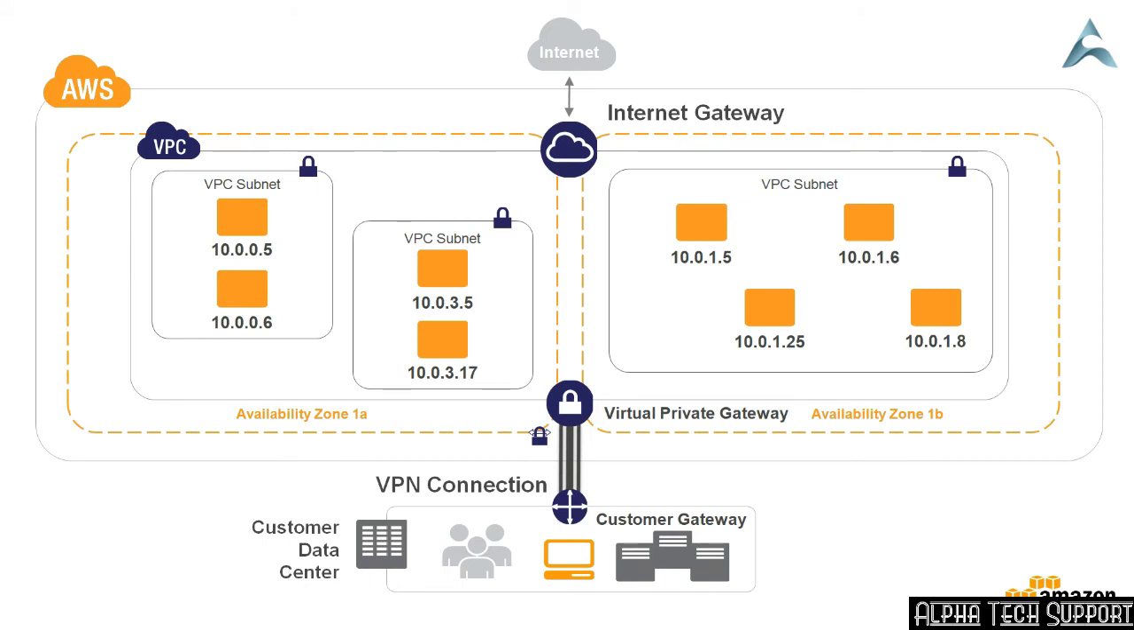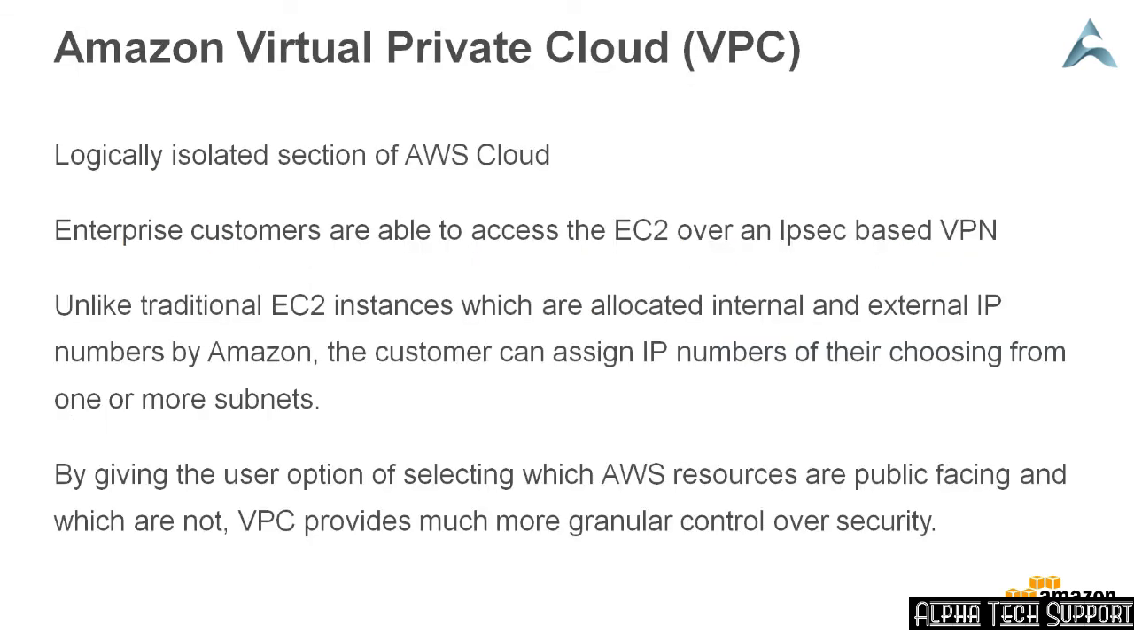So, getting more into VPC, they are logically isolated sections of the AWS cloud. It is one of the most used services on AWS. Enterprise customers are able to access EC2 Elastic Compute Cloud over an IP segment based VPN. Unlike traditional EC2 instances, which are allocated internal and external IP numbers by Amazon, the customers can assign IP numbers of their choice from one or more subnets.